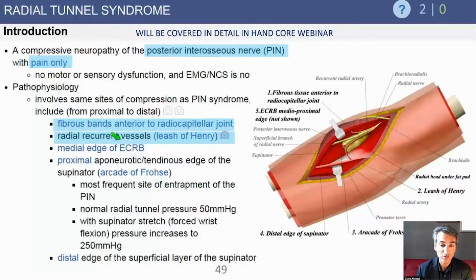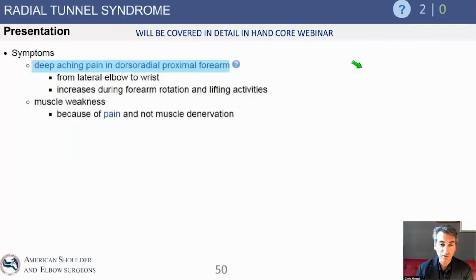The medial edge of ECRB and the arcade of Frohse. And then the distal edge of the superficial layer of the supinator. So you see this anatomy here. These are all of the compression sites, and this is very much worth memorizing. Again, deep aching pain, dorsal radial proximal forearm.